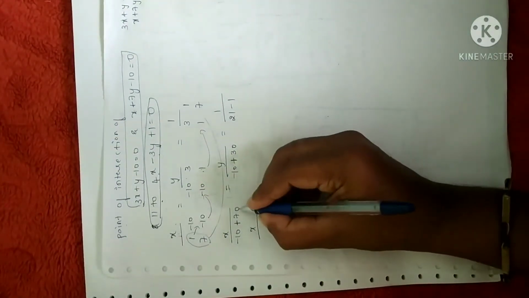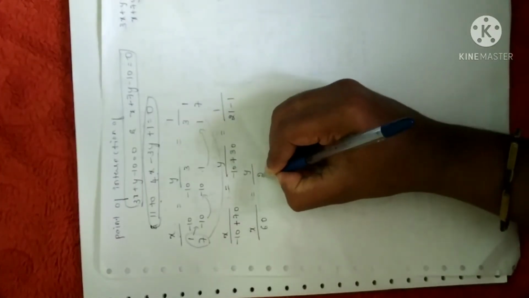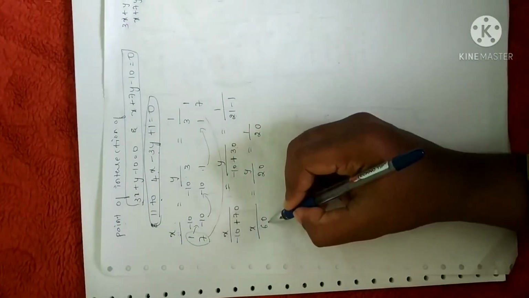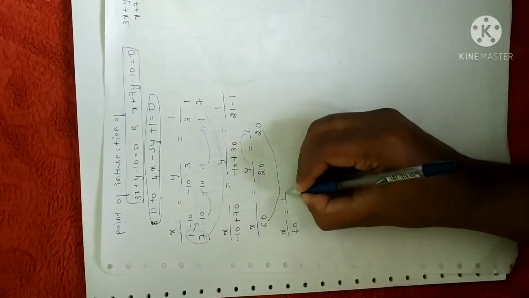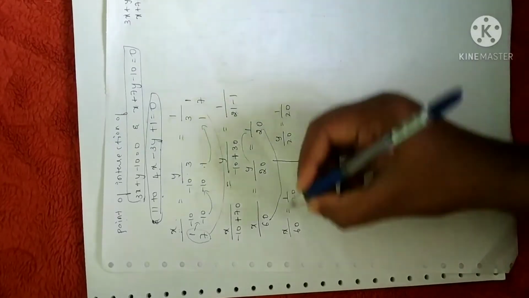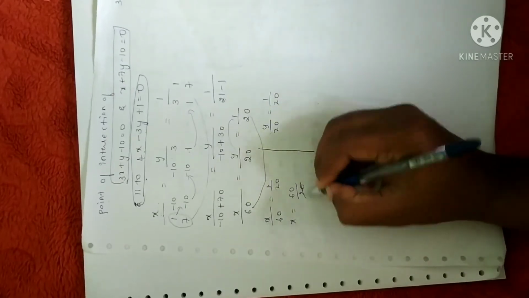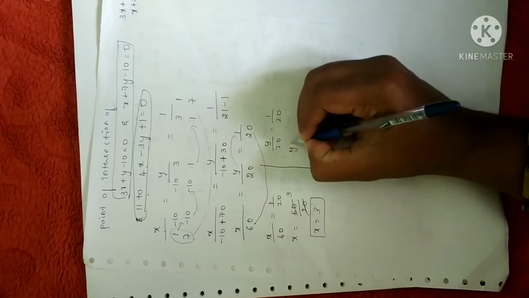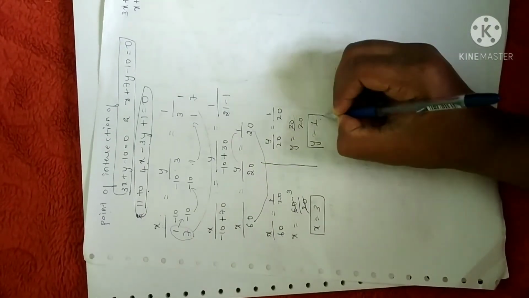Now I'll simplify here itself. 70 minus 10 is 60. y divided by 30 minus 10 is 20. 1 divided by 20. Equate first and last, and second and last. So x by 60 is equal to 1 by 20 and y by 20 is equal to 1 by 20. Do the cross multiplication. So x is equal to 60 divided by 20. You will get x is equal to 3. Similarly, cross multiplication will give y is equal to 1.